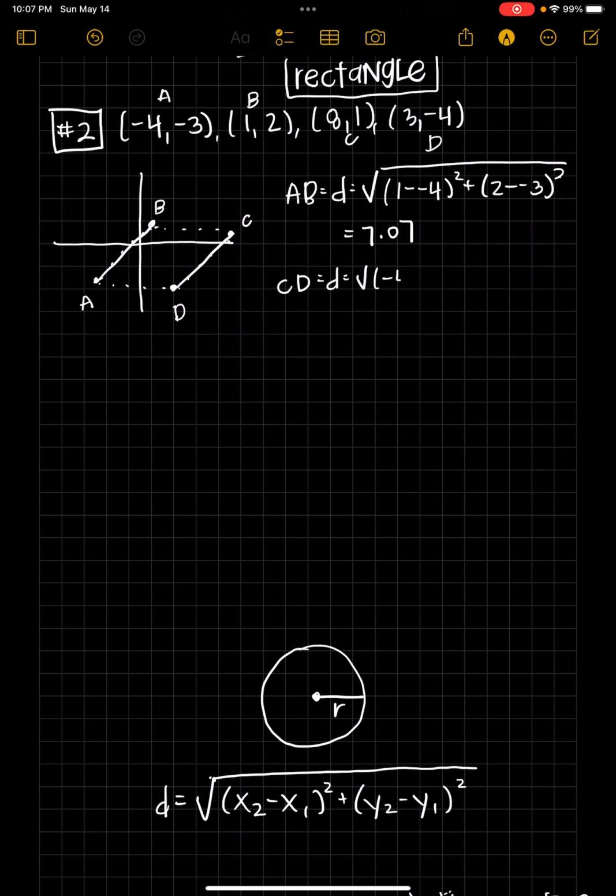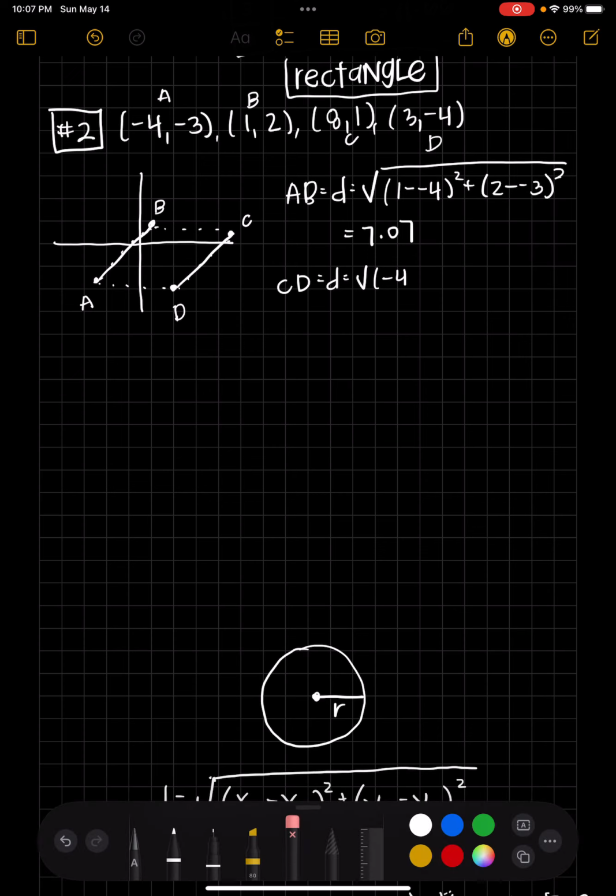So we're gonna have negative 4. Oh, I did Y, but let me change that. Let's do it with X first. So we're gonna have 3 minus 8 and then negative 4 minus 1. Okay, plug that into a calculator and I get the same thing, 7.07. So we know those two sides are the same.